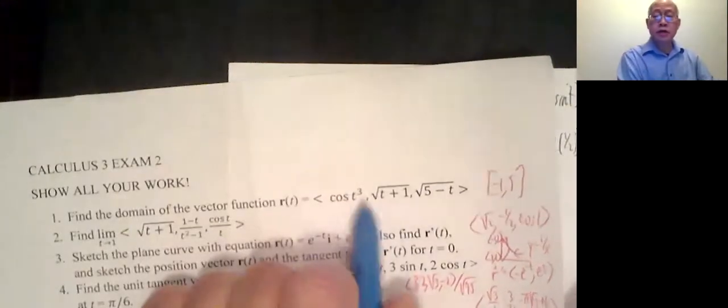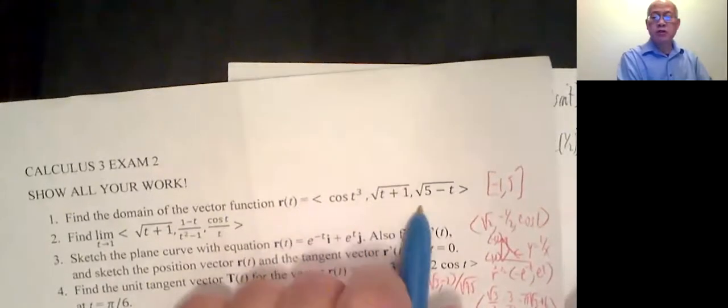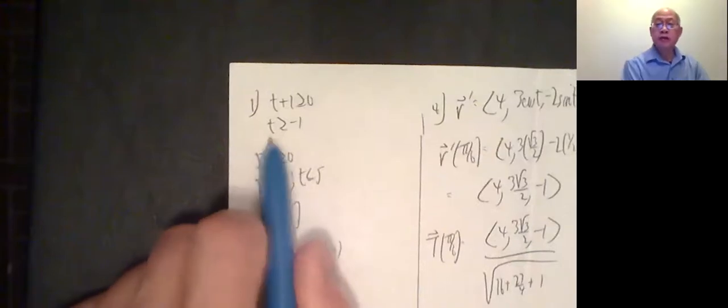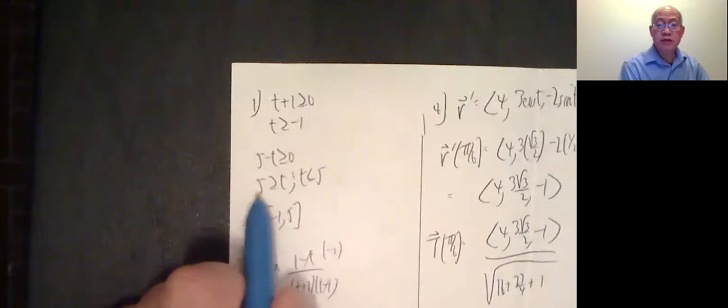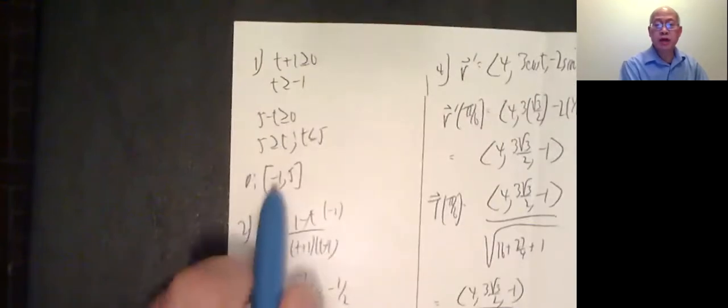Cosine t cubed can be anything, but radical t plus 1 has to be greater than or equal to 0, and 5 minus t has to be greater than or equal to 0. This gives me t greater than or equal to -1. 5 minus t greater than or equal to 0 means 5 is greater than or equal to t, or t is less than or equal to 5. Both of these have to be true, so the domain is bracket -1, 5.